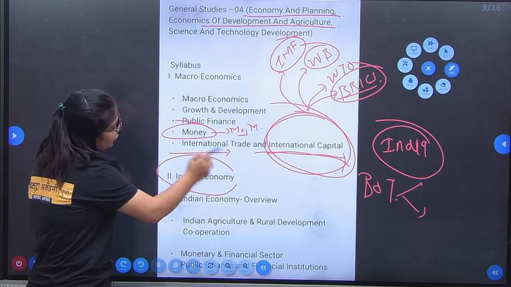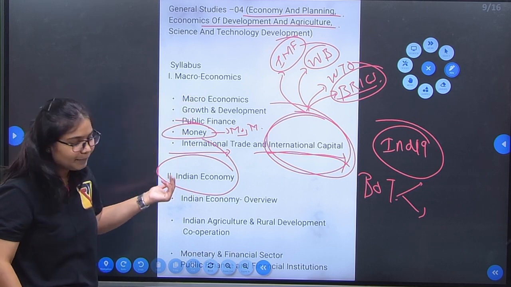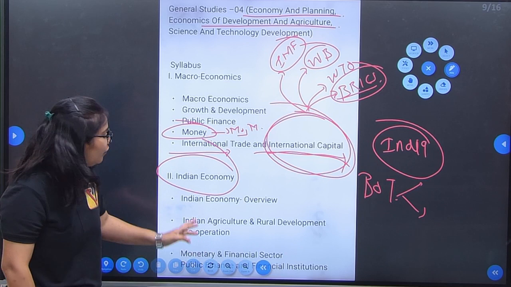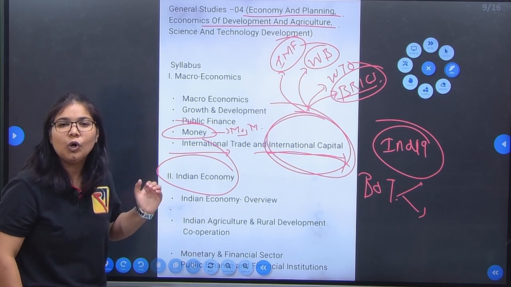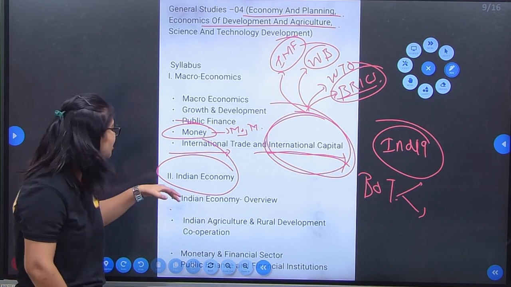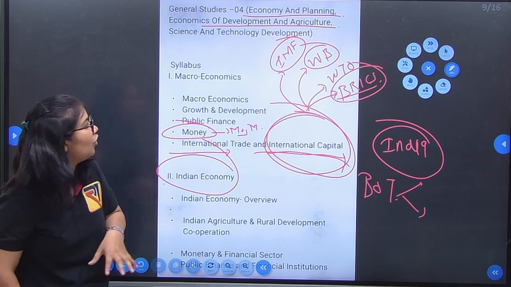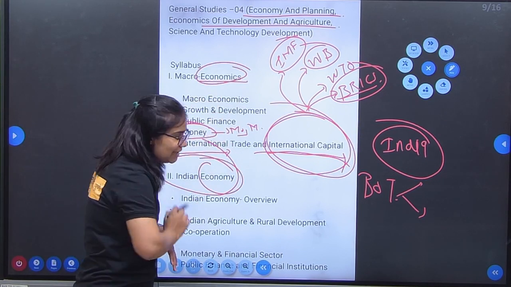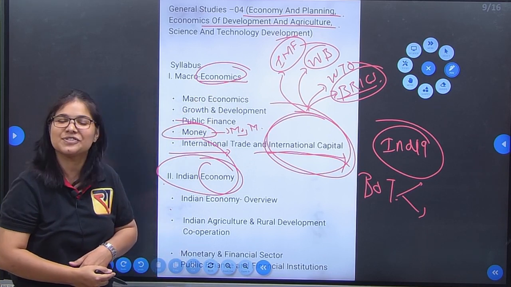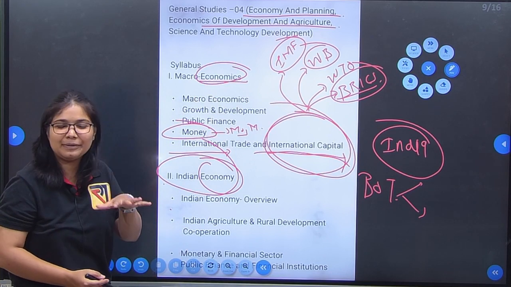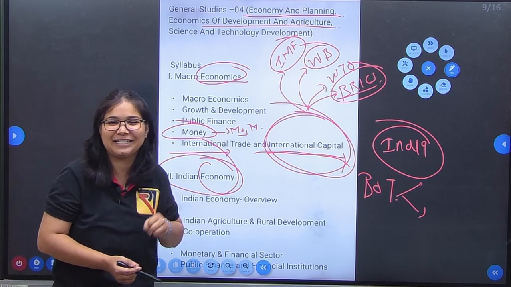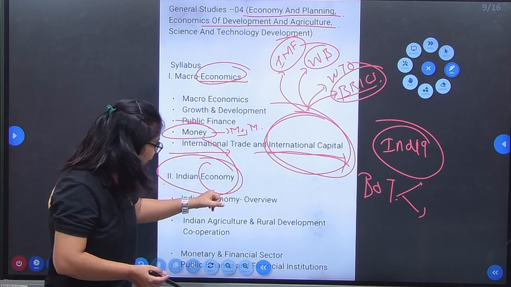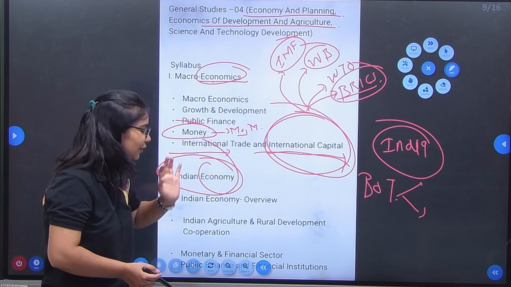Then the next section of our subject is the Indian economy. We have to gather some information which is specific to the Indian economy. Economics, economy, what is the difference? We will learn that difference too. Just have some faith. Economics and economy. The next section is the Indian economy.